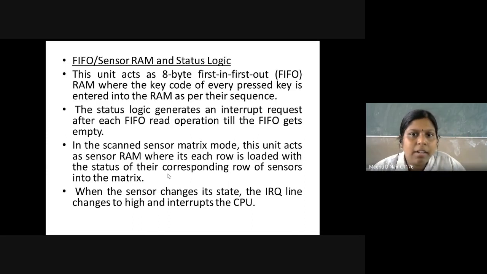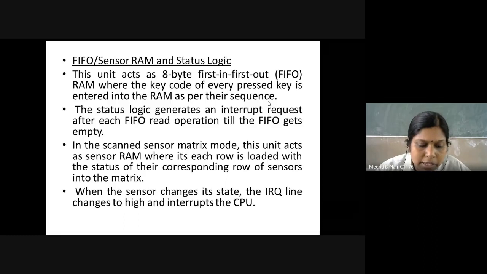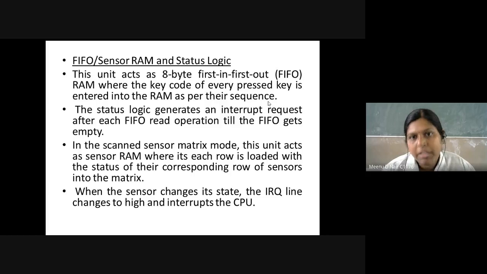So what is FIFO sensor RAM and status logic? FIFO is nothing but first in, first out. It is an 8-byte RAM where the key code of every pressed key is entered into the RAM as per their sequence. So suppose I am writing my name as Venu, V, E, N, U. First it will sense and detect the key V, then E, then N, and U. So first it will generate the corresponding code for the letter V, then the corresponding code for E, then for N, and it will generate the code for U. Okay, that is what it is doing.